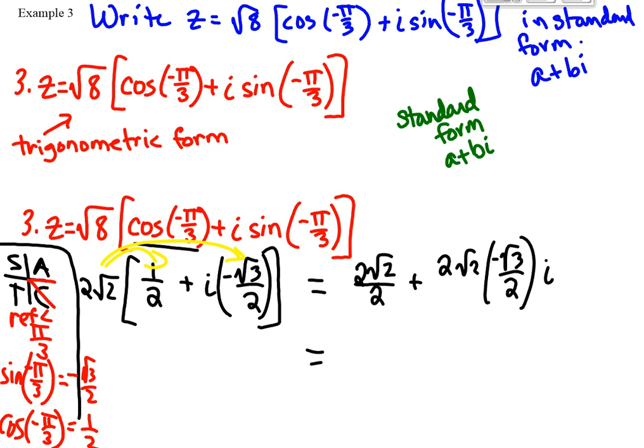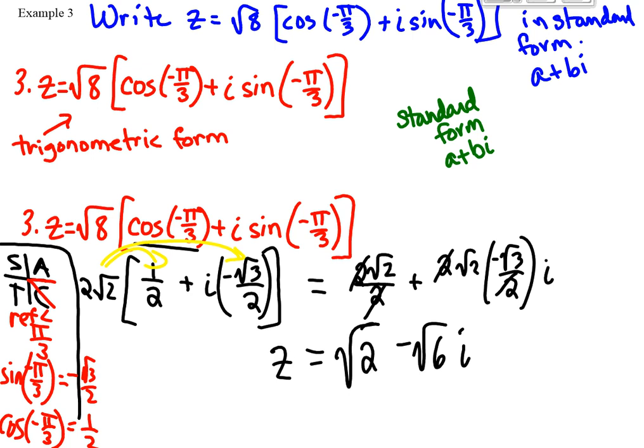And then on the left one here, the 2's cancel, so I get the square root of 2 plus, let me change that to a minus. So I get the square root of 2, and then the 2's cancel here. The square root of 2 times negative square root of 3 is minus the square root of 6, so minus square root of 6 i. And I am trying to put that i behind there. Make sure that you're careful. And that's what z equals.